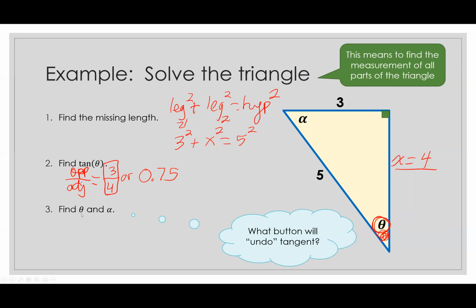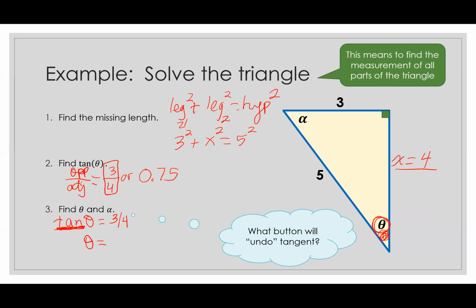Find the angle theta and the angle alpha. Now, how do we undo tangent, right? So from problem number 2, we say tangent of theta is 3/4. Okay, so how do we undo tangent? Because we know when you're solving, the process of solving is to undo the operation, right? So how do we undo tangent of some angle?